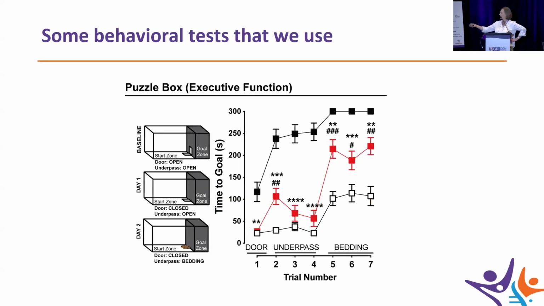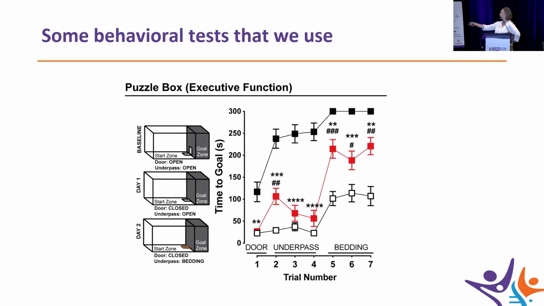Here's another one that we did, where we are now looking, okay, let's see if this animal can solve this problem. This is a really complicated behavior because they need to be motivated, and they need to figure out how to solve the problem, and they need to figure out what to do when the problem changes.